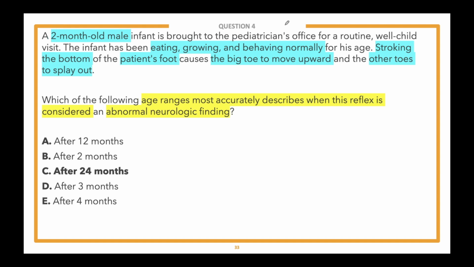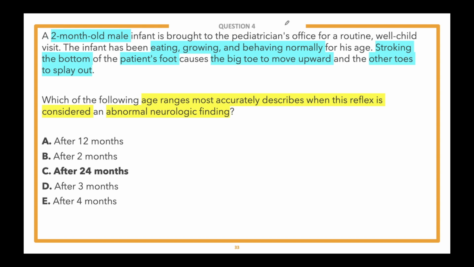As I'm sure you picked up on, this is known as the plantar, aka the Babinski reflex, where stroking the sole of the foot leads to dorsiflexion of the big toe and fanning out of the rest of the toes. This is often a sign of neurologic pathology in older children and adults. However, it's a normal finding in children younger than 2 years of age, or 24 months, because they have incomplete maturation and myelination of the corticospinal tract responsible for this reflex. So once again, those less than 2 years do not have full maturation and myelination of the corticospinal tract.